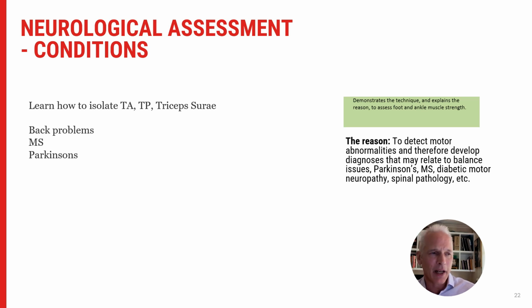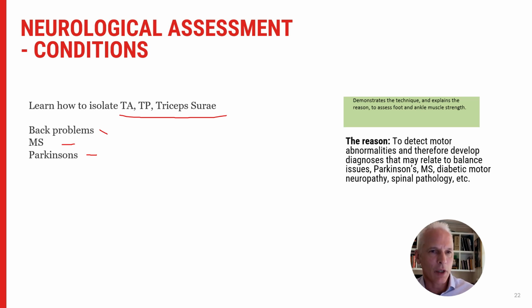Now, in addition to that, you may want to be able to test the peroneals or the fibularis muscles, but these are the primary ones that I would tend to use in practice. So when you have loss of power in these muscles, it can indicate that you've got back problems. It could indicate you've got MS. It could indicate you've got Parkinson's disease, or you've had a stroke. So there's a variety of things that could cause loss of muscle strength.